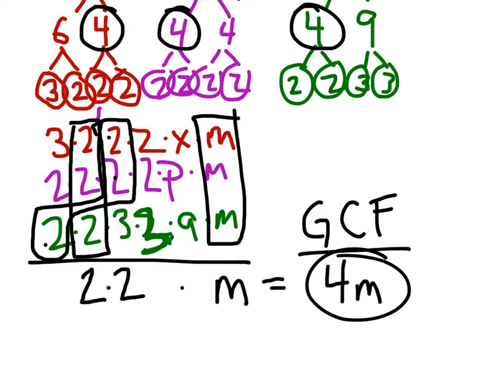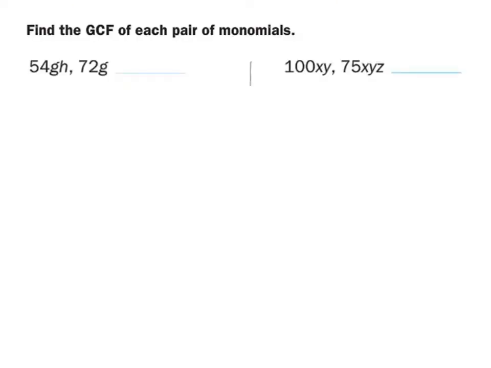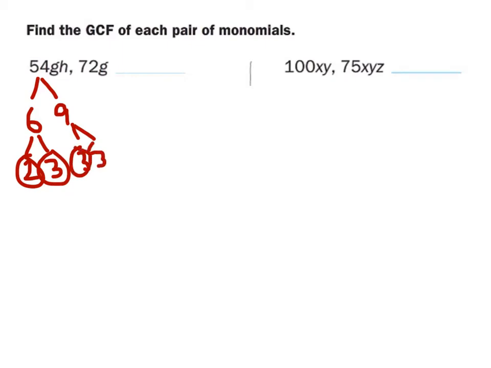All right, let's look at some examples. Well, 54GH and 72G. Okay. Well, let's factor out this 54. All right, let's use 6 and 9. 6: 2 and 3, those are prime. And 9: 3 and 3. Good. So I have 2 times 3 times 3 times 3 times G times H.